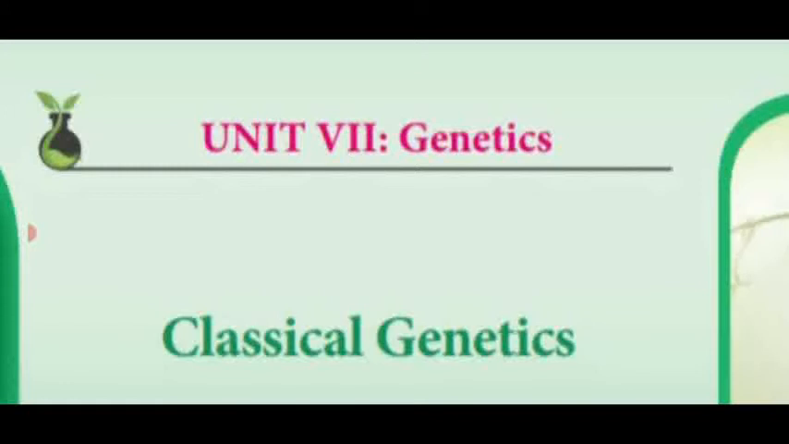Trait means what? Character. Character means morphological character, that is phenotype. That is called polygenic inheritance. This was demonstrated by H. Nilsson and L.A. in the year 1909. They have taken two different genes with two alleles.